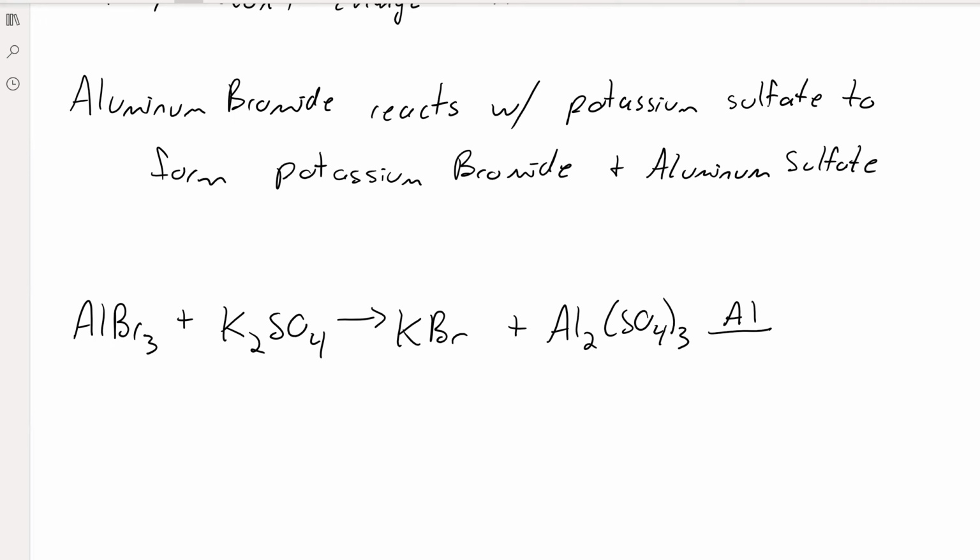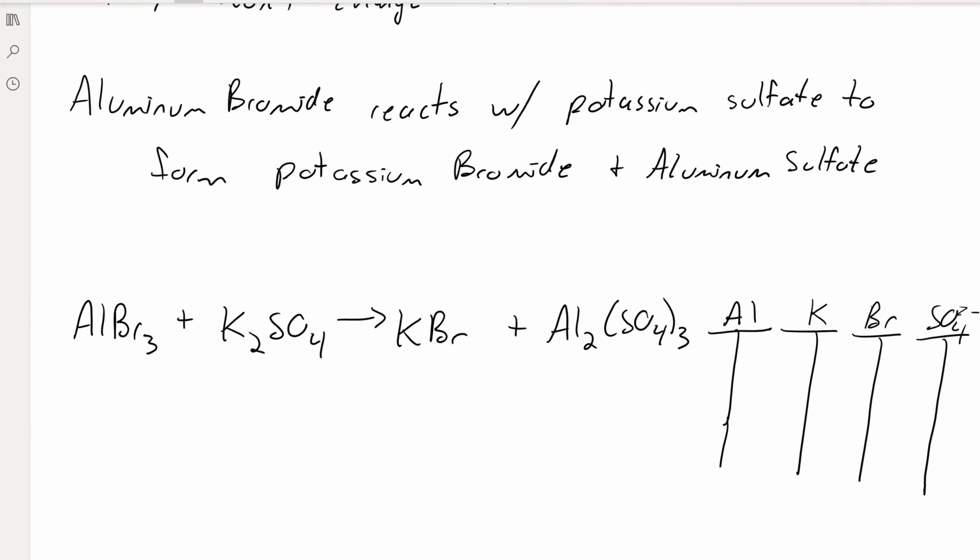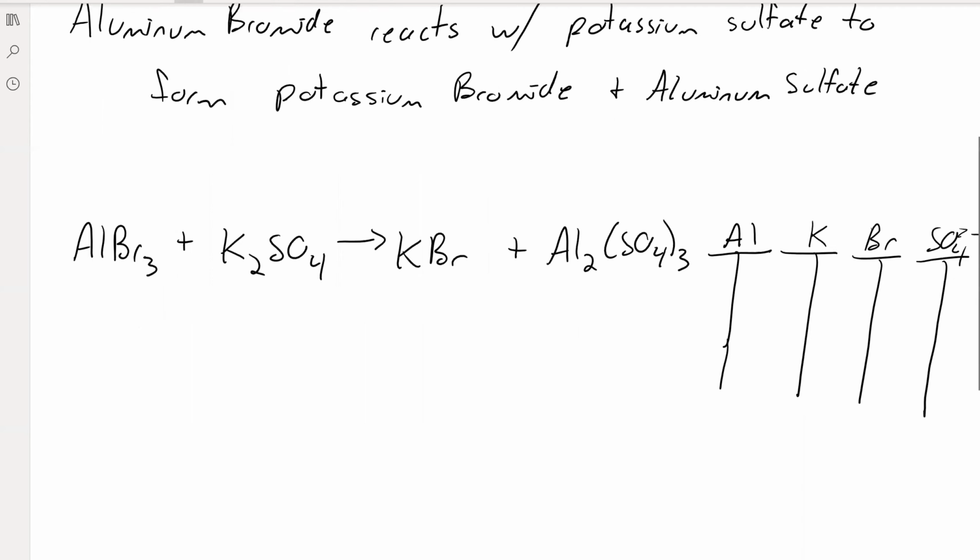So we want to take a look at aluminum, potassium, bromine, and then I can group the sulfate together as just SO4 2-, because I noticed I only have sulfate here and sulfate here, so I can group them together. If I had sulfurs and oxygens elsewhere, I could count those separately. In this case, I don't.